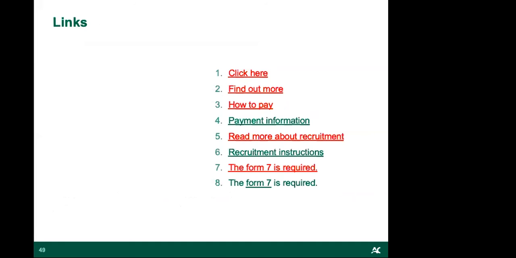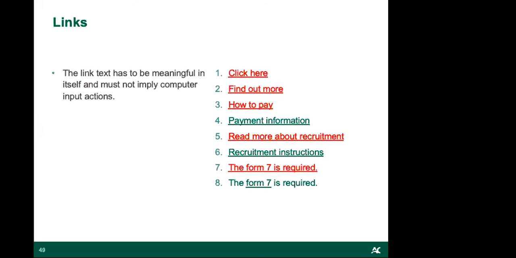Also links, there is a lot of semantics about links, okay? So the most famous bad link is "click here". I think everyone knows about this. "Click here" is the worst possible link ever created. And the reason is because it breaks two fundamental rules. A link has to be meaningful in itself and must not imply computer input actions. And that's what "click here" does.